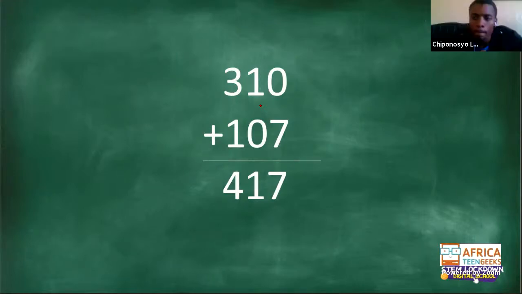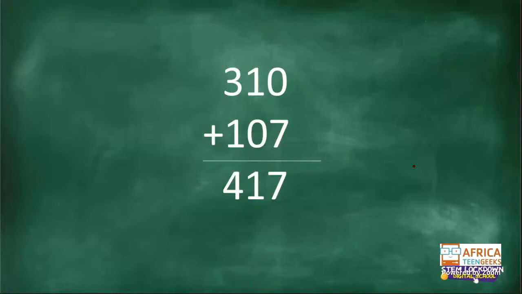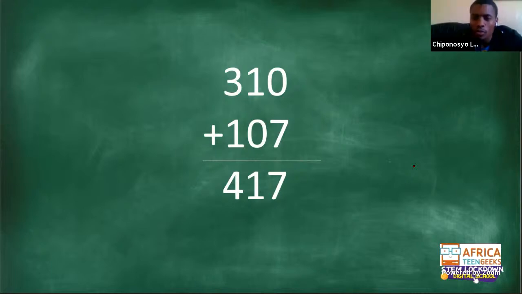Continue. Okay. Then I said 1 plus 0 equals 1. Then 3 plus 1 equals 4. And I got 417. You are super.